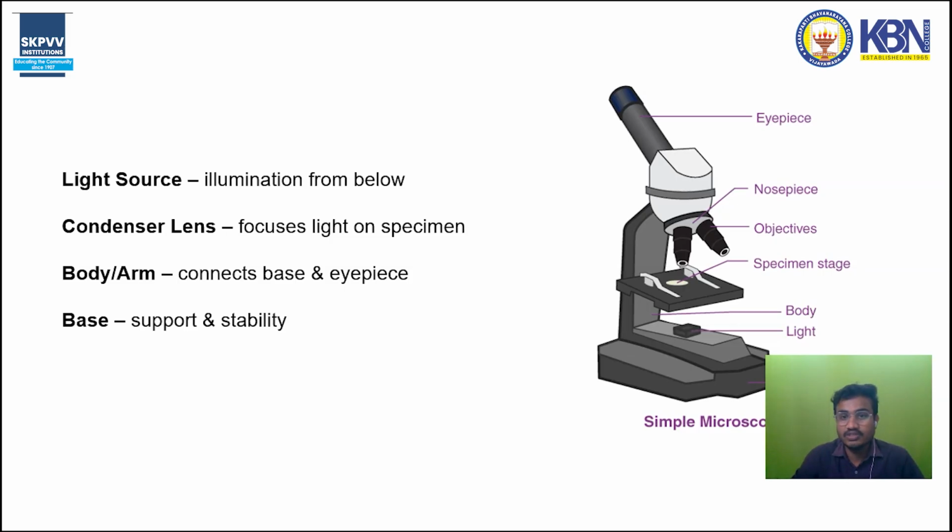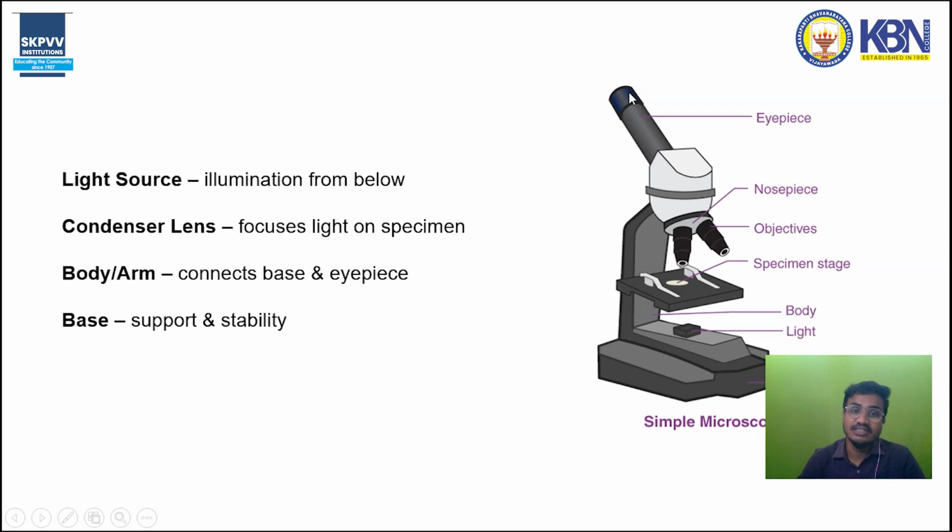In order to see the specimen, we illuminate light from the bottom of the specimen. The light falls on the condenser lens and then onto the specimen, and the image formed by the objective lens is viewed through the eyepiece. The next one is the condenser lenses, which focus the light onto the specimen. Here we can see that when the light is switched on, it falls on the specimen stage, then onto the objective lenses, and from here we are able to see through the eyepiece.